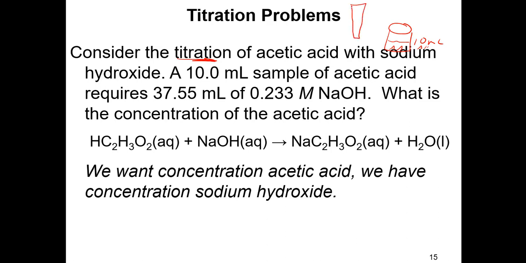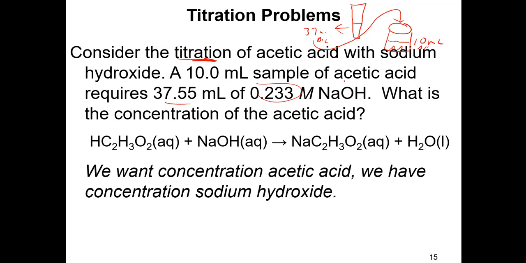And then here is our burette. And we needed to add in roughly 37 mils of our base into our acid in order to neutralize it. So a 10 ml sample of acetic acid requires 37.55 mils of 0.233 molarity NaOH. So this is the molarity of the NaOH. So just like our molarity conversions from the previous packet that we studied, we're going to figure out what are the moles of the base.